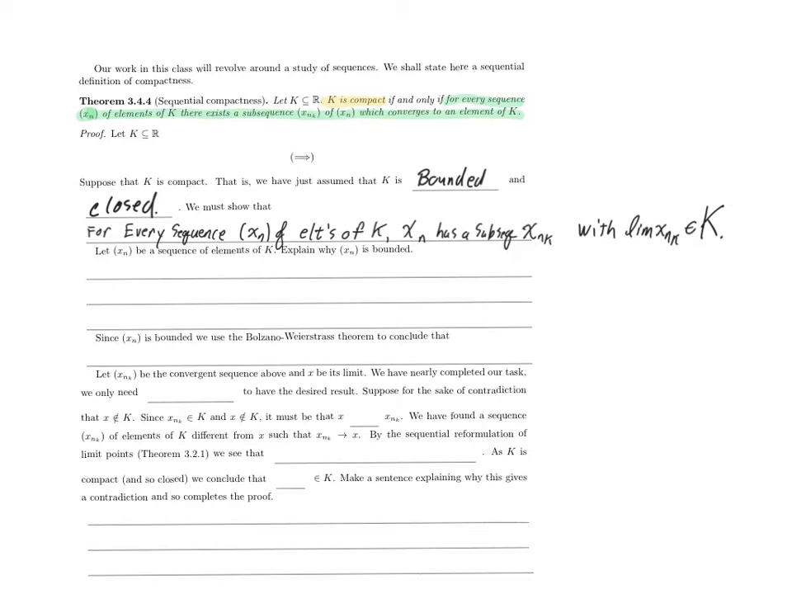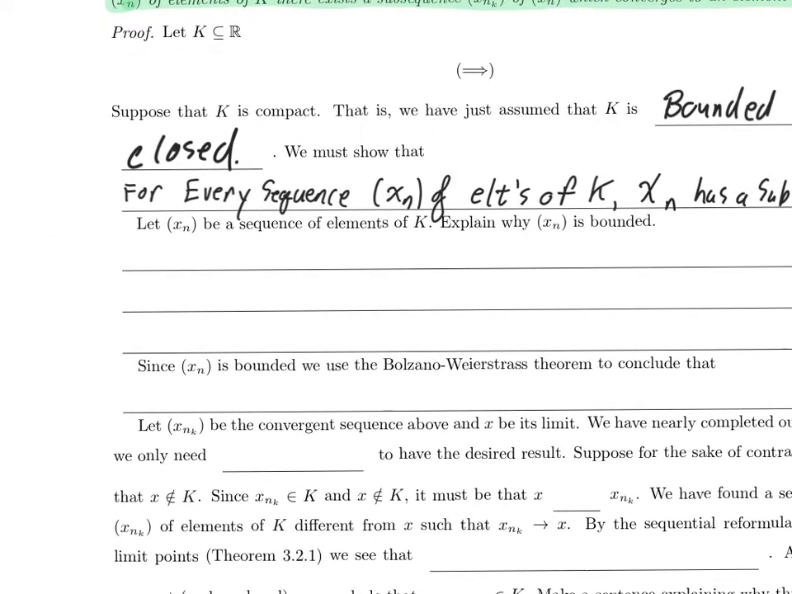What do I want to show? I want to show that x_n has a subsequence which converges to an element of K, and that should give you ideas. What types of sequences have convergent subsequences? Well, by the Bolzano-Weierstrass theorem, bounded sequences have convergent subsequences. So let's start by showing that x_n is bounded. Once we do that, we can appeal to the Bolzano-Weierstrass theorem.